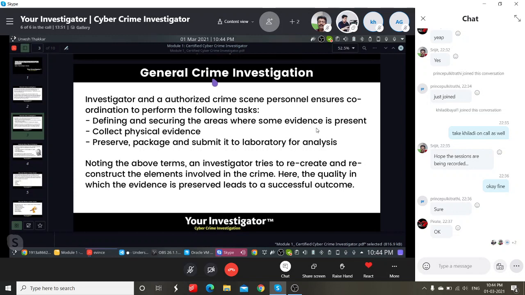they'll scope out the particular area where the crime scene has taken place and secure the area, meaning only authorized persons can enter that area. Then collect the physical evidence. And what is physical evidence and the different types of evidence? We are going to have a look at that also. Preserve and package the evidence. So, for example, what could it lead to?